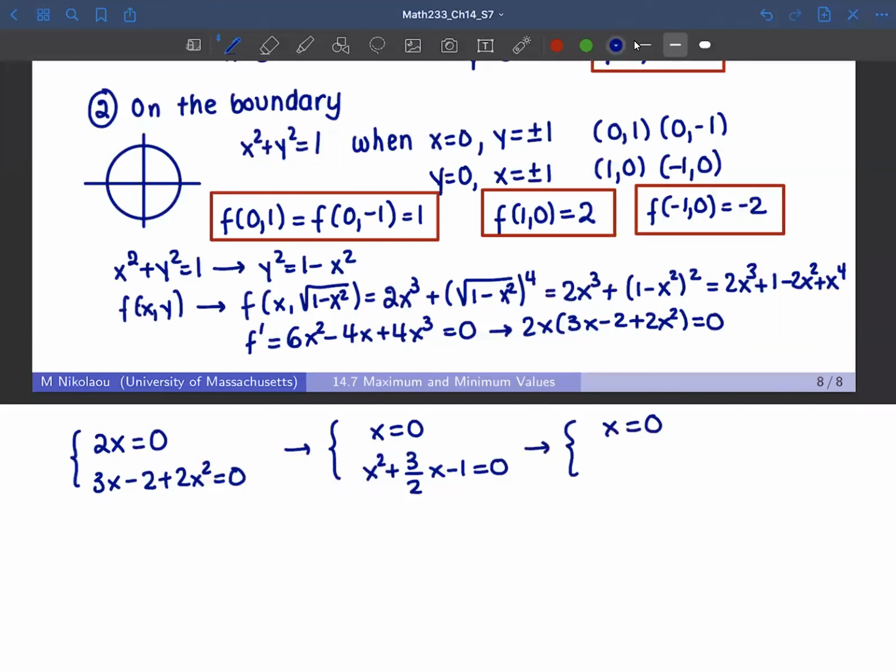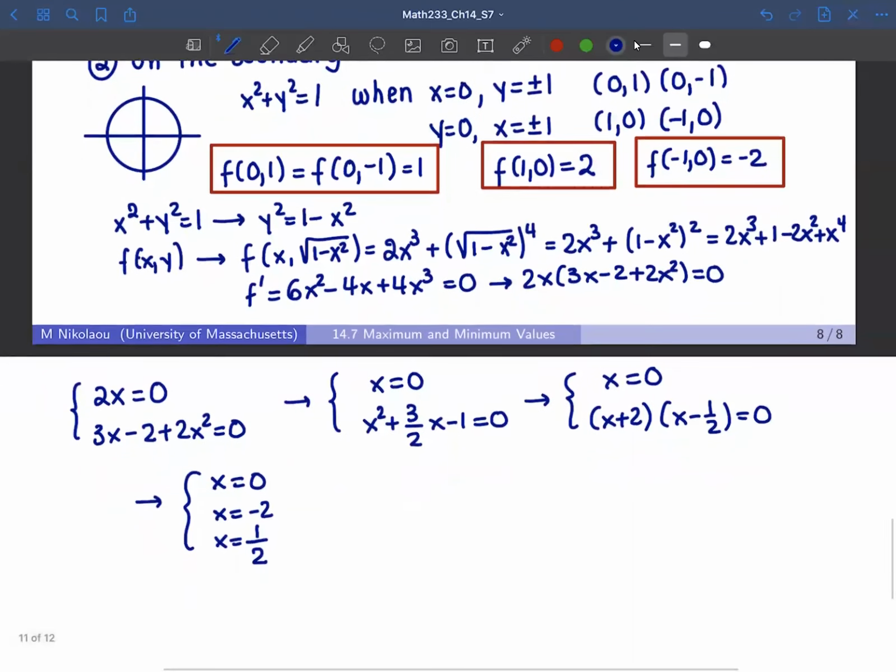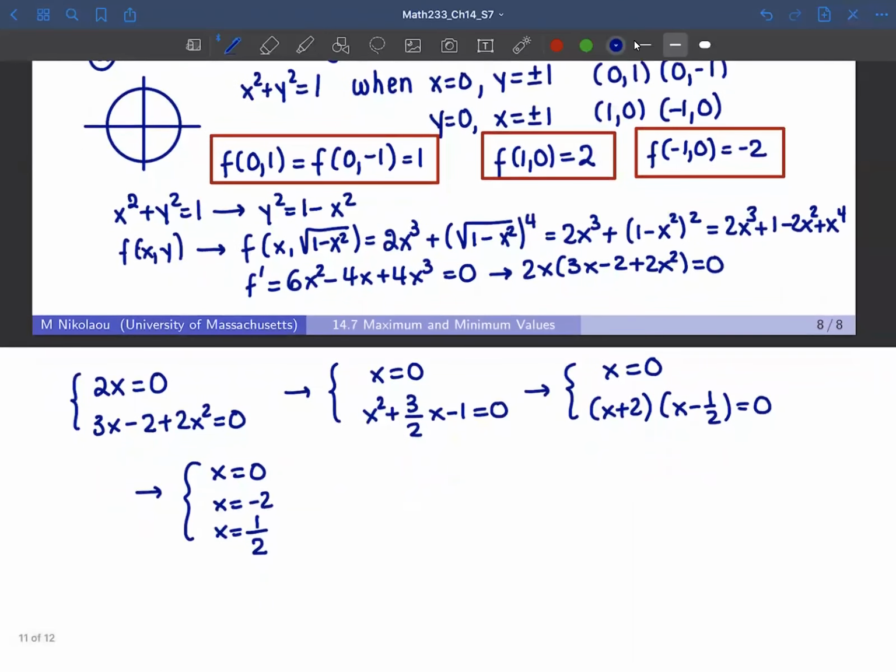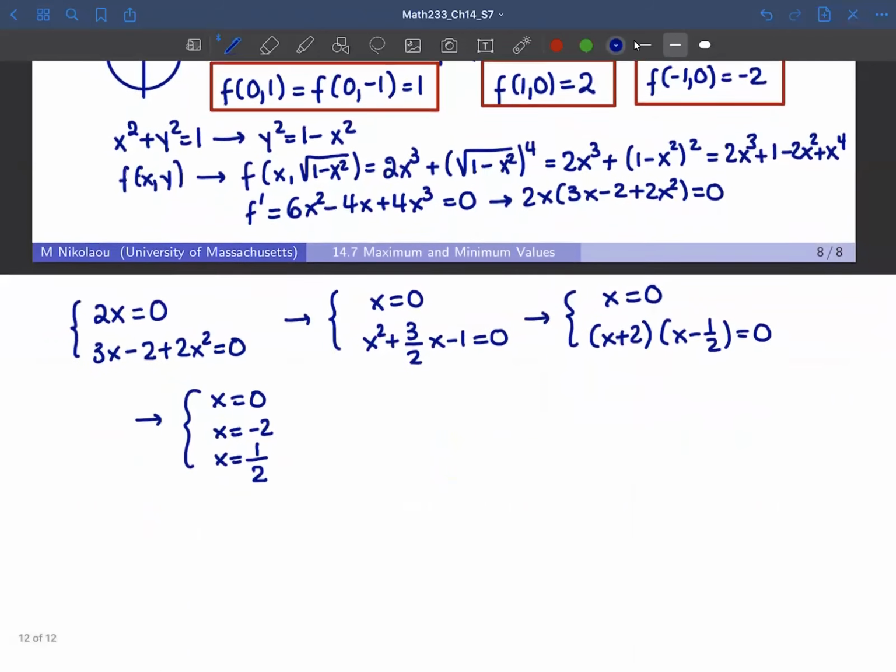the second degree polynomial that we have in the denominator, we'll have x plus 2 times x minus 1/2 is equal to 0. So that gives us either that x is equal to 0, or x is equal to -2, or x is equal to 1/2. So we have three values for x. We just now have to plug them into the boundary.